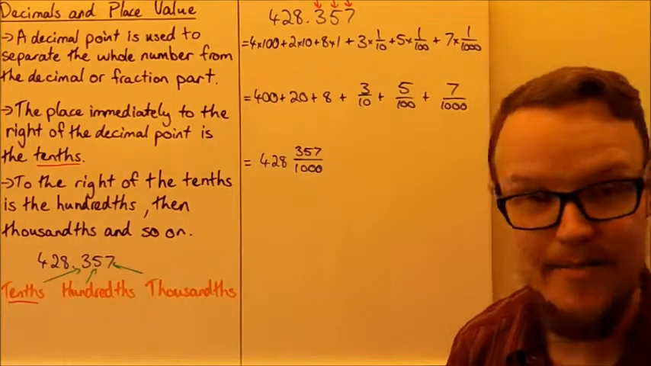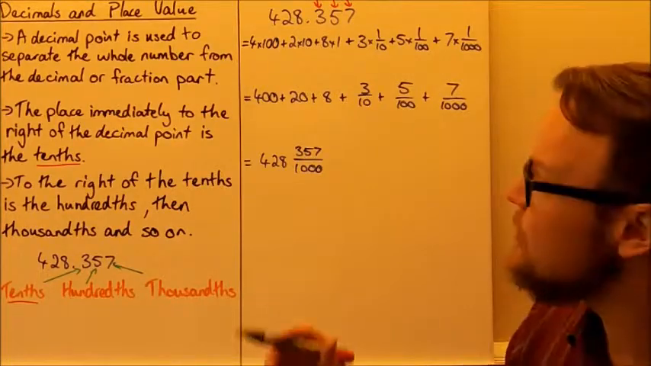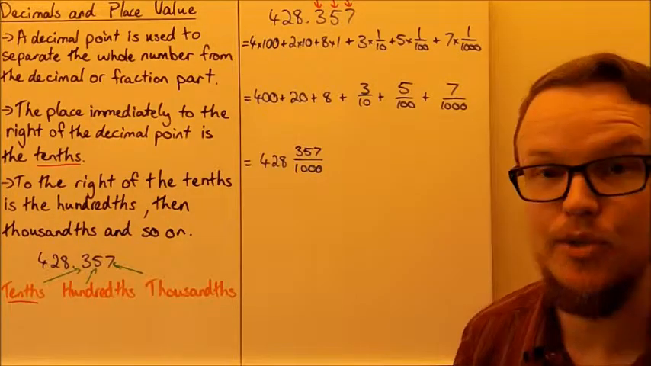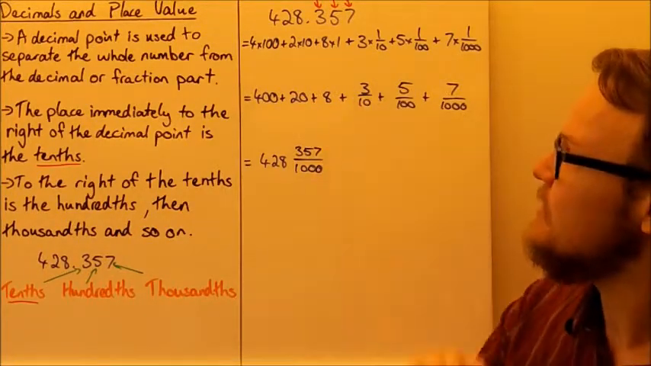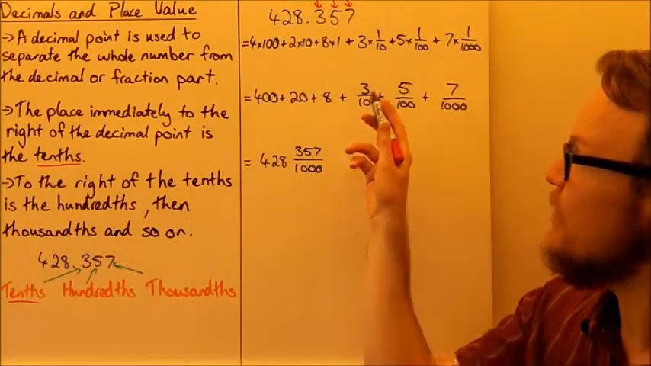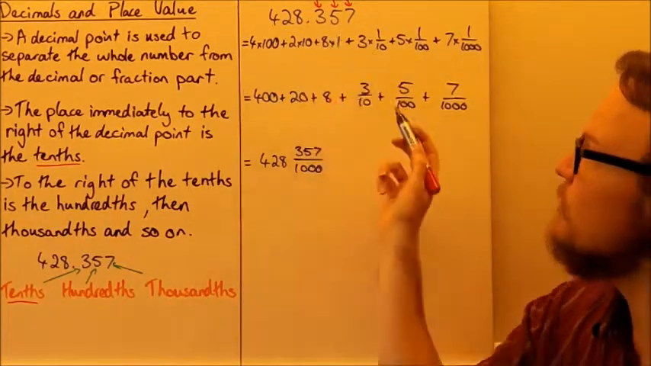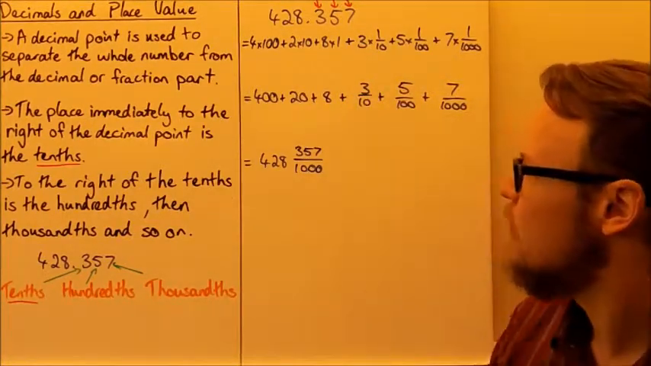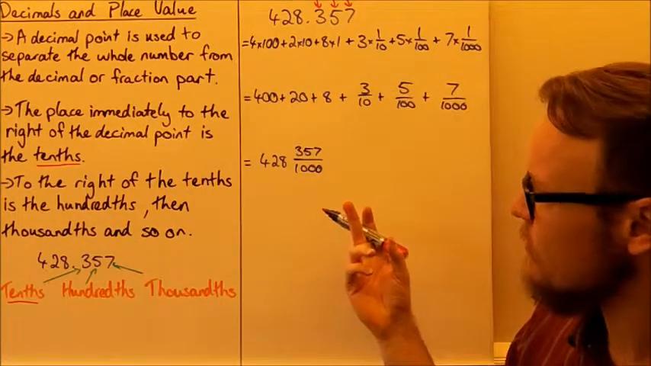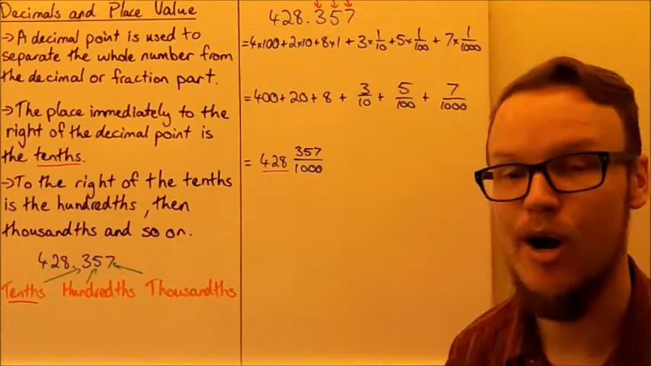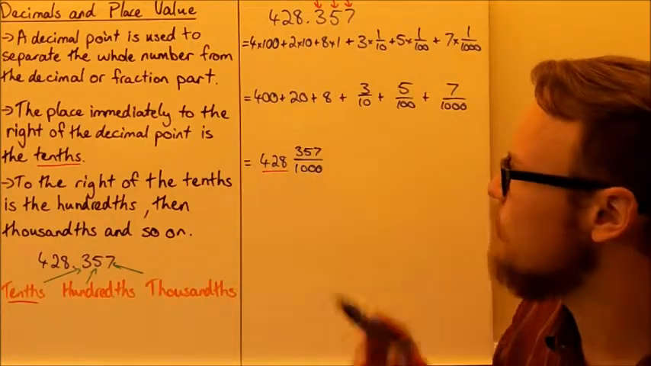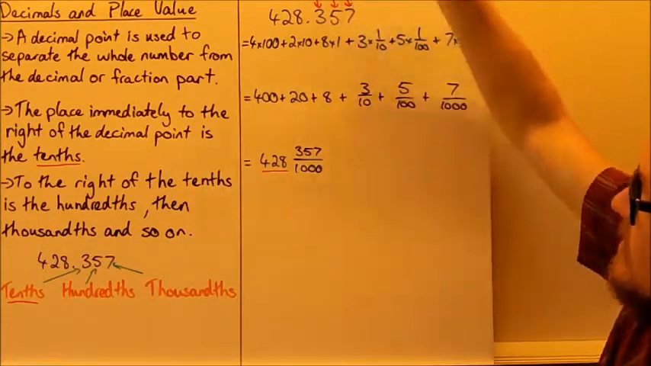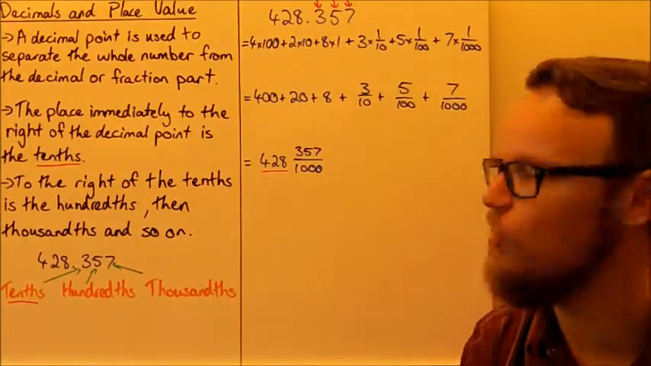So that's the same as saying 400 for the hundreds column, plus 20, which is the 2 in the tens column, plus 8, the 8 in the ones column, plus 3 tenths for the tenths column, plus 5 hundredths in the hundredths column, plus 7 thousandths in the thousandths column. We can also express this as a mixed number. So 428 is our whole number here, and our fraction is 357 thousandths. You can see here we've got 357, and that's the 7 in the thousandths column there.